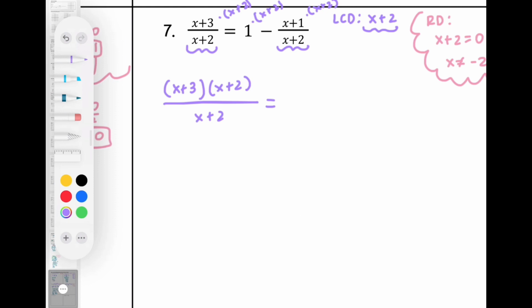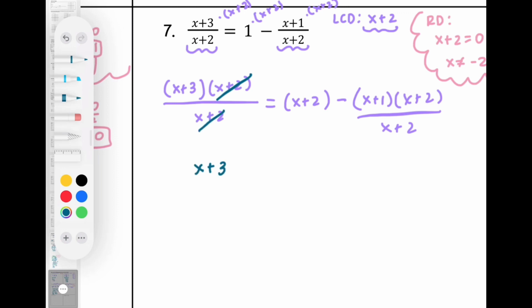equals 1 times x plus 2 is just still going to be x plus 2 minus x plus 1 times x plus 2 over x plus 2. Okay, so all we did was multiply the top by our least common denominator, and now we're going to cancel out if we can. So we have x plus 2 over x plus 2, so we're just left with x plus 3 equals x plus 2. Obviously, nothing's going to cancel for this one because we just have it over 1, so it just stays x plus 2.